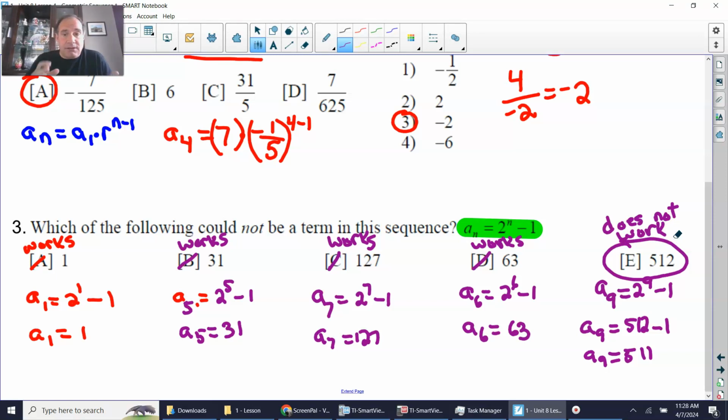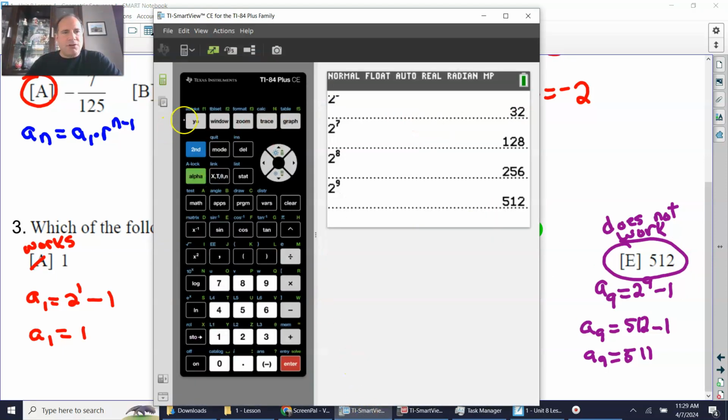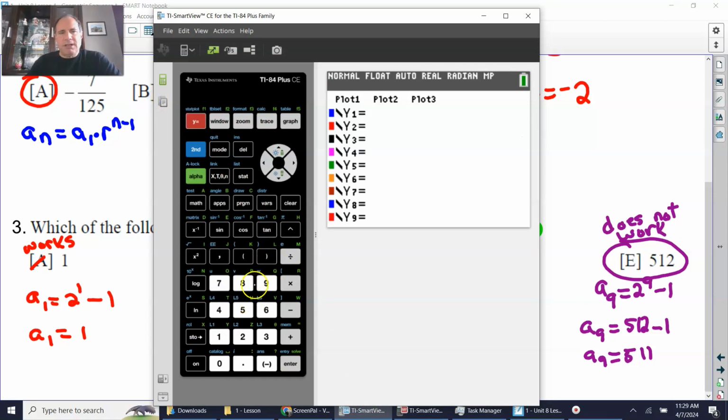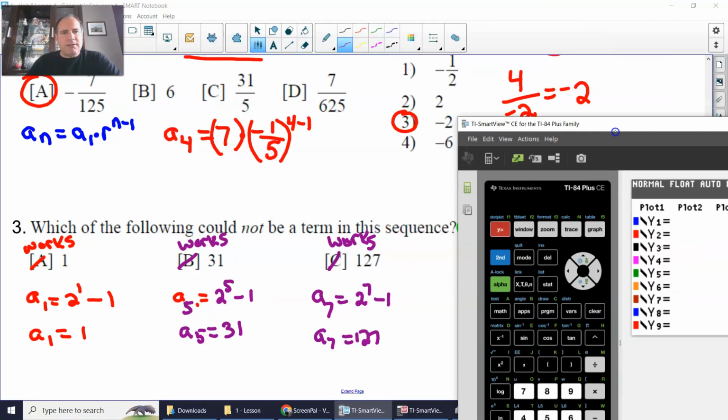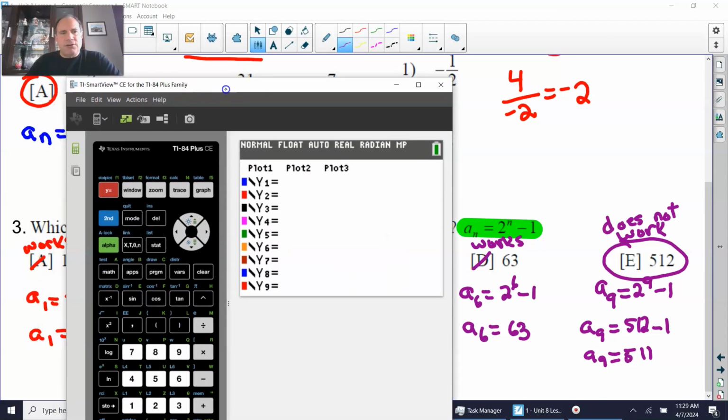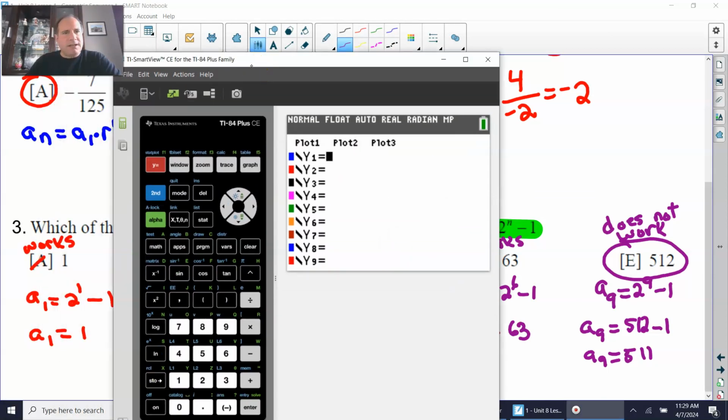Basically, when they're giving you 2 to some power minus 1, figuring out the powers is kind of easy to do. Or you could just put this into the calculator. I didn't even think about that, but just press Y equals and put this directly in. This one I like better.